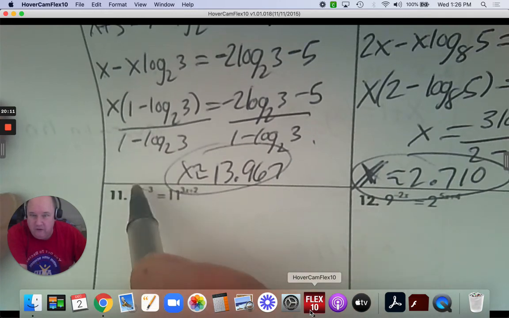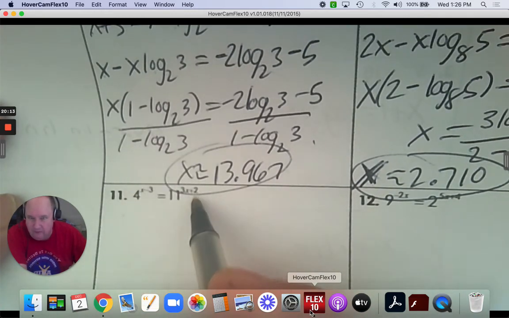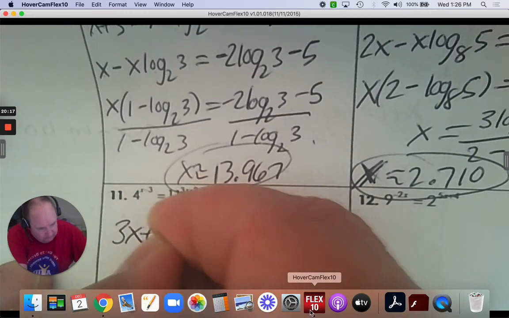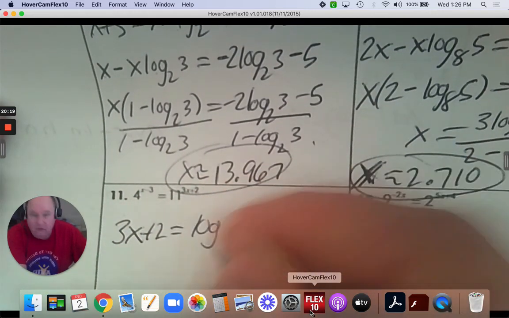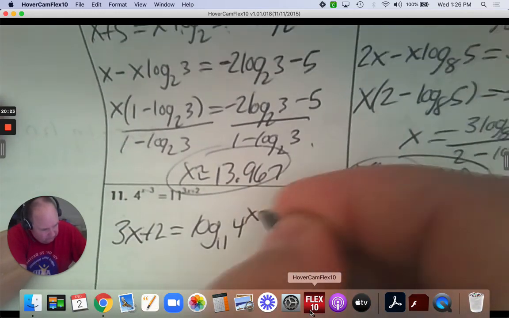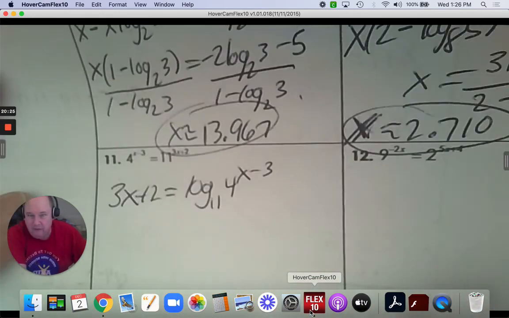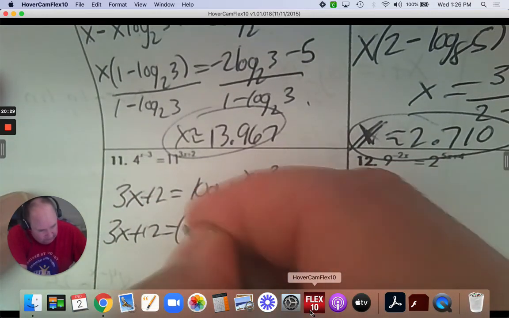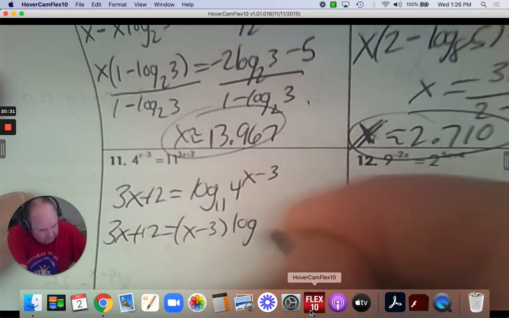So which one is more complicated in the exponent? It's 3x plus 2. So we write down 3x plus 2. We write down it's a logarithm. The base of that is 11, and then inside is 4 to the exponent x subtract 3. We'd use the power property, so the x subtract 3 is multiplying in front.